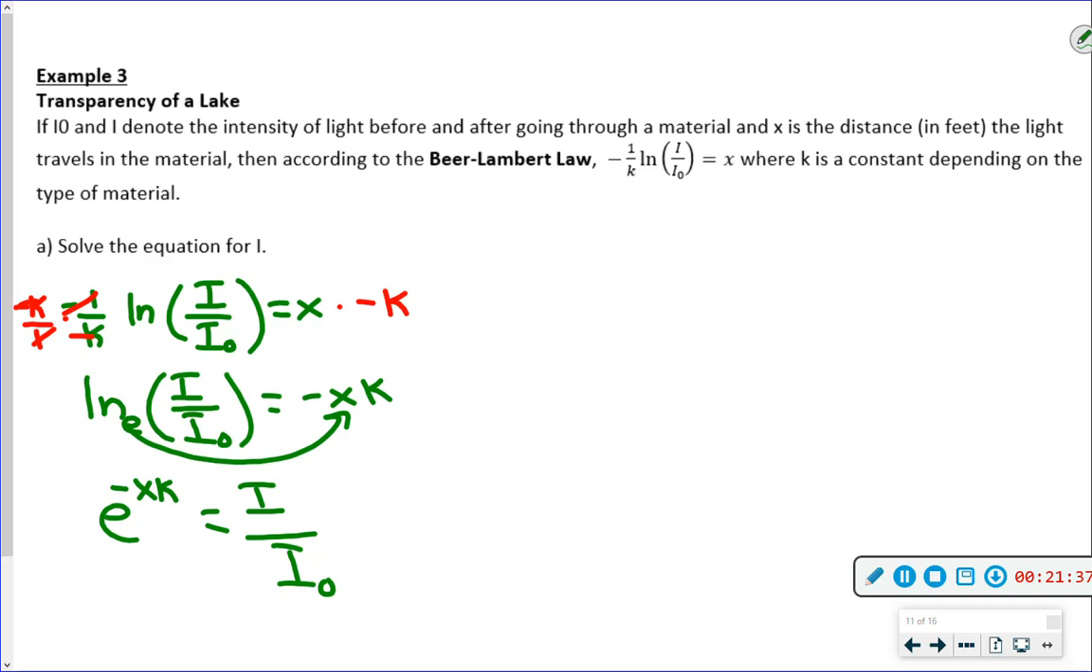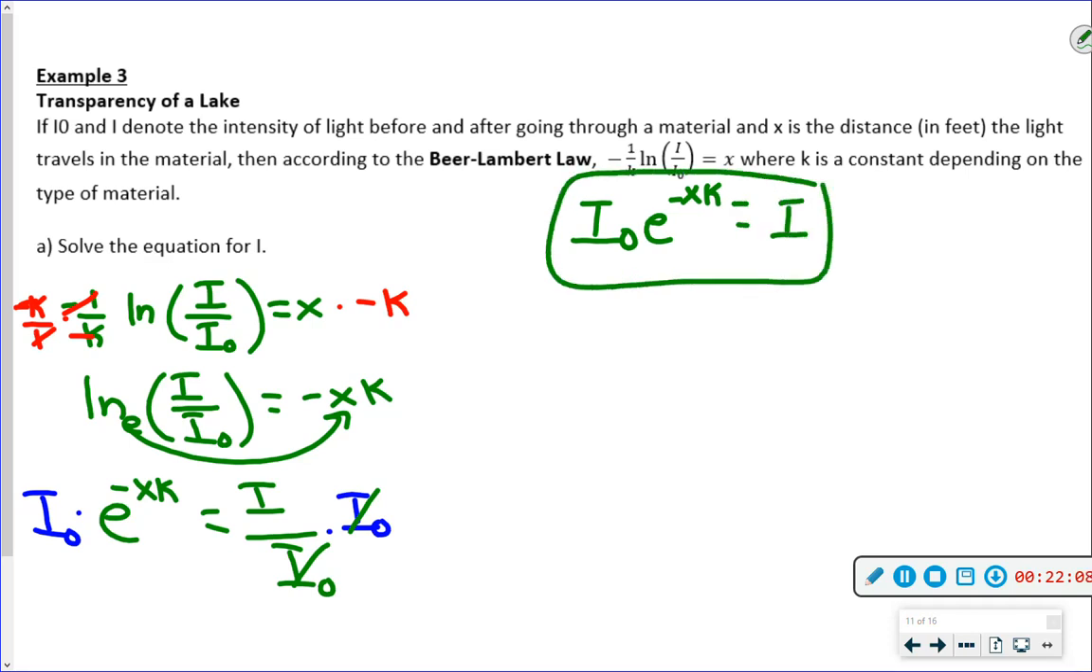I feel like I'm working in circles and not getting anywhere, but I really am, because I've got one last step to get I by itself. I just have to get rid of this I sub 0, which I can do by multiplying each side by it. So I'm going to write it prettier because obviously I'm running out of room over here. So I'm going to put I0 e to the negative xk equals I.